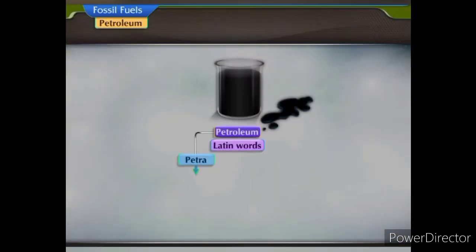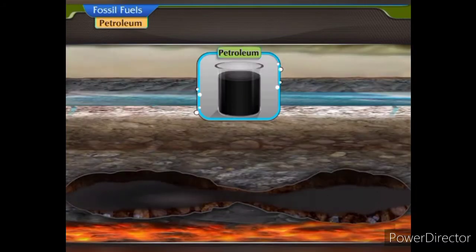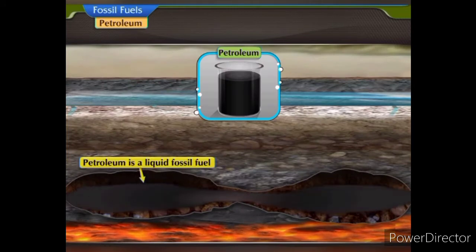Petroleum. Petra means rocks, and oleum means oil. Thus, petroleum means mineral oil obtained from rocks. Petroleum is another main type of fossil fuel which is found in the liquid form under the crust of Earth, trapped in rocks. It is also called crude oil.